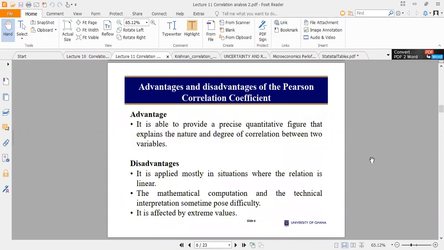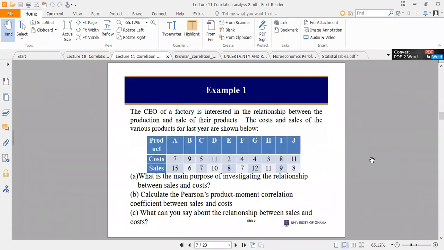All right, so this one, the advantages and disadvantages, we can all do that one. So there's an example. The CEO of a factory is interested in the relationship between the production and sale of their products. The cost and sales of the various products for last year are shown below.